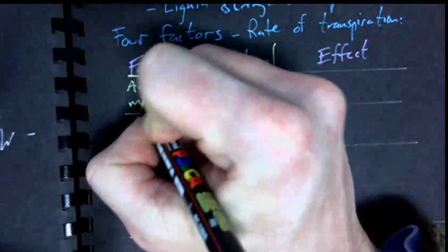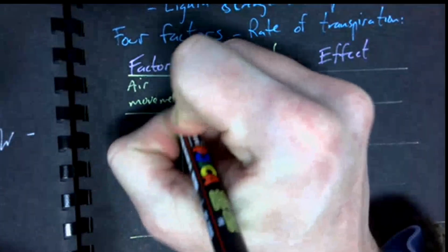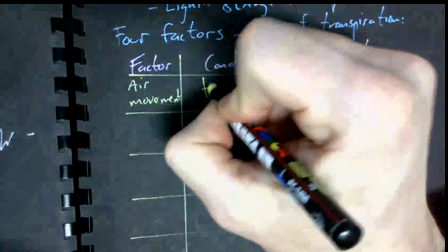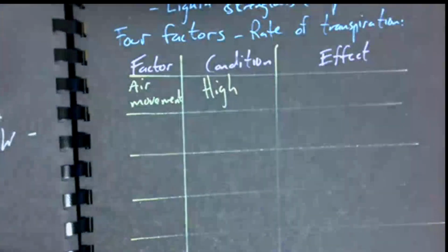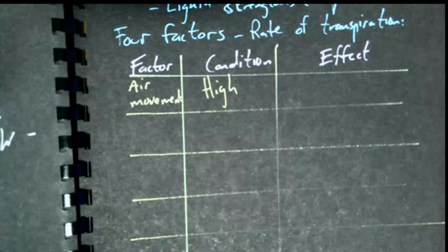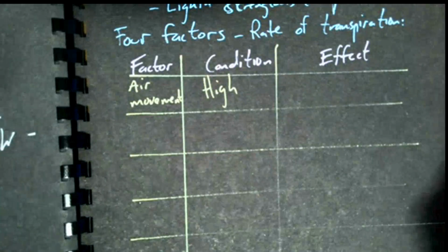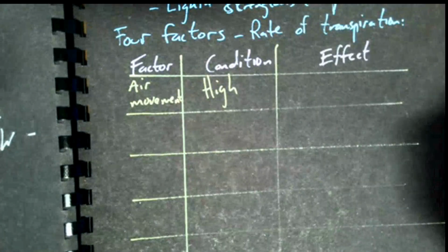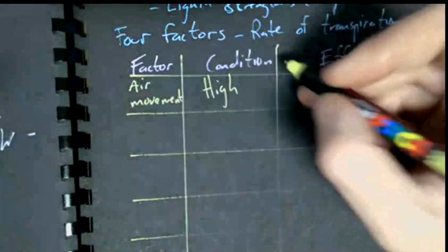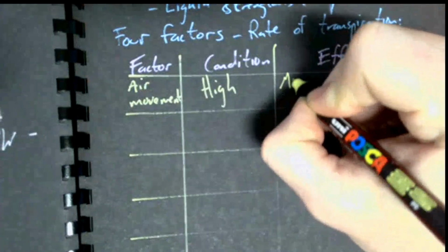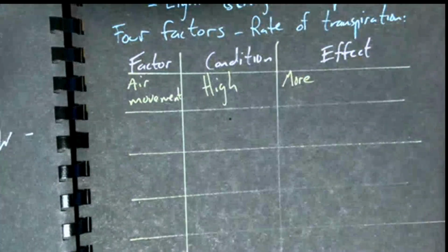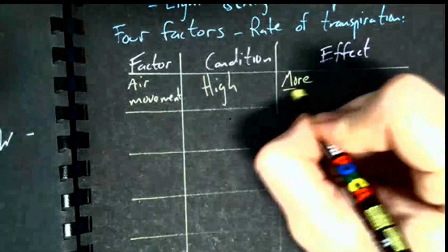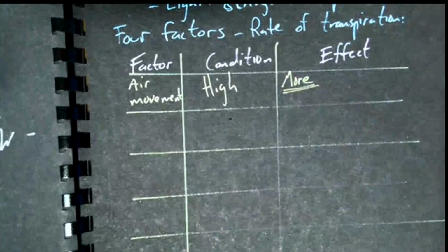So my first factor is going to be air movement. And I'm going to talk about if air movement is high, if there is lots and lots more air movement, what is going to happen to the rate of photosynthesis? Well, if air movement is high, not photosynthesis, excuse me, transpiration, then there is going to be more transpiration.